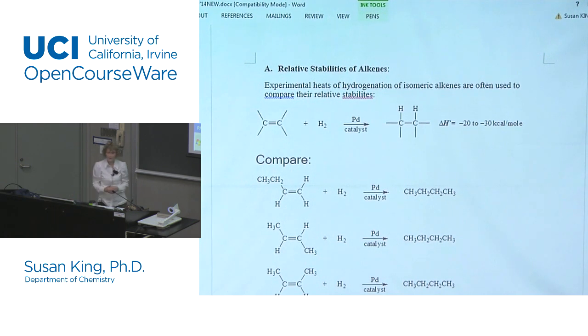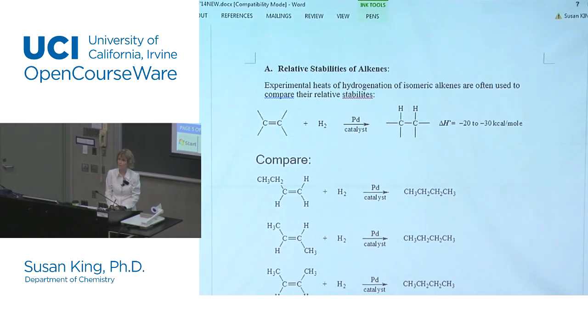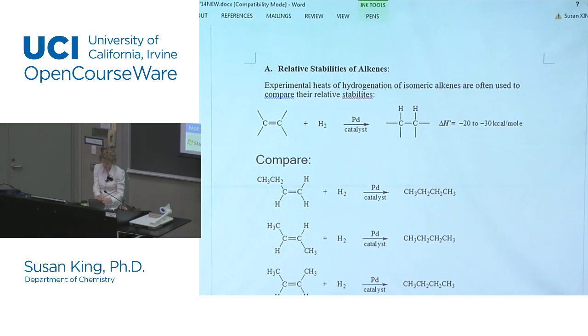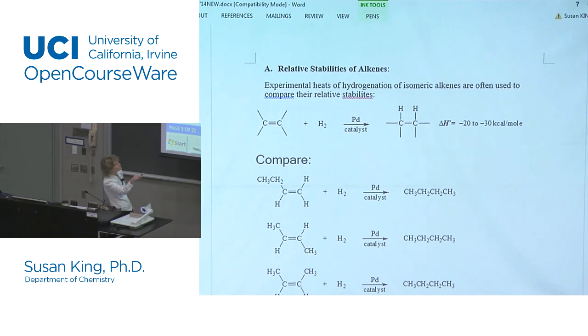What we do is we take an alkene. This is a reaction that we're going to talk about in chapter 12, so you don't need to know this reaction right now. We add the elements of hydrogen across the double bond, so the double bond goes away. This is an addition reaction, and we can measure how much heat is given off because the product is lower energy than the starting material.